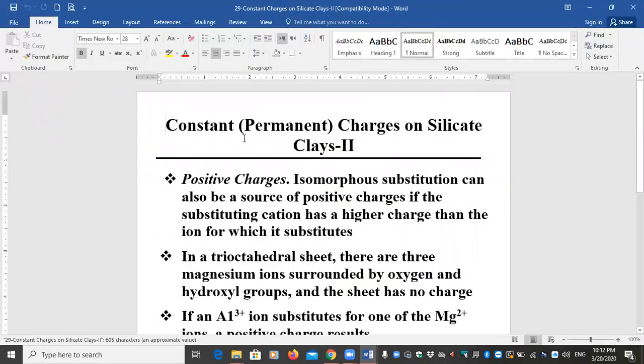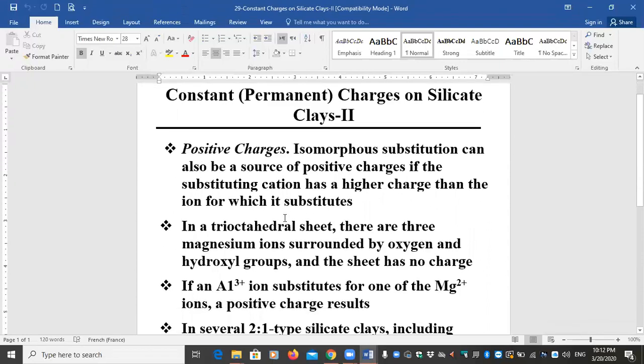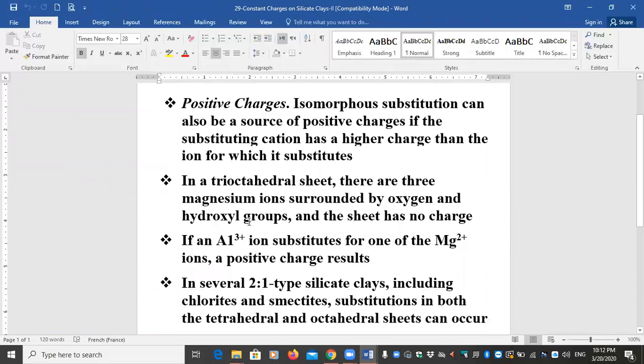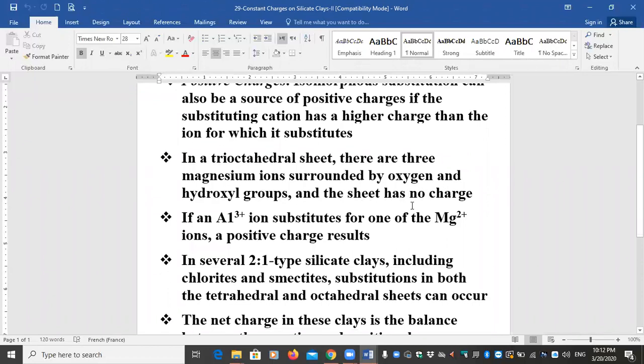Okay, we can also have positive charges, like we have seen earlier. Isomorphous substitution can also be a source of positive charges if the substituting cation has a higher charge than the ion for which it substitutes. In a trioctahedral sheet, there are 3 magnesium ions surrounded by oxygen and hydroxyl groups, and the sheet has no charge. If there is no substitution, no charge.